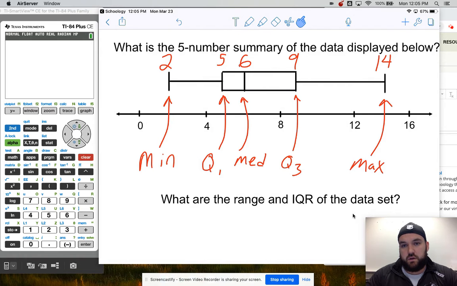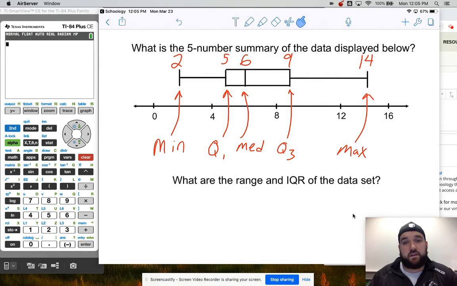just based on the picture there. A couple more things, if we were diving deeper into data analysis: 50% of the data is inside the box from Q1 to Q3, and 50% of the data is outside the box. 25% is above, 25% is below. So that's kind of where the quote-unquote whiskers come in.